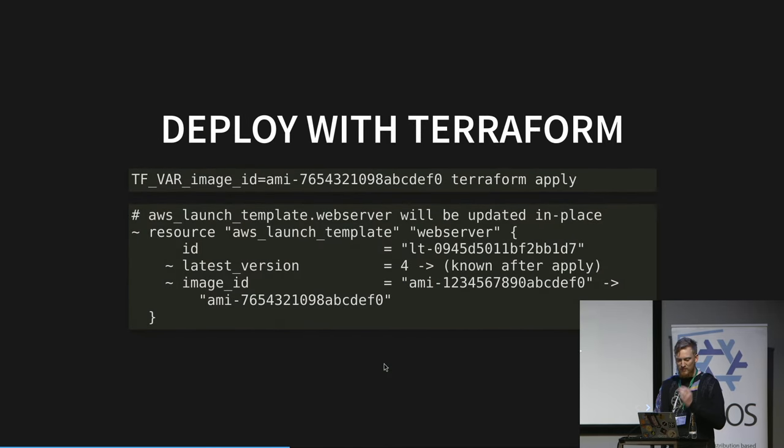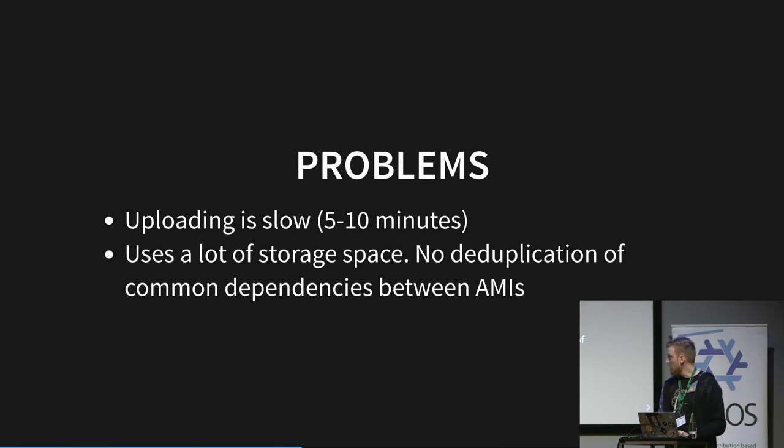Then you update your launch template to point to the new image. This creates a new launch template version, and then the autoscaling group starts rolling it out with an instance refresh. If the machines do not come up healthy or a health check fails, it will roll back. There were some problems with this, mostly that uploading images to Amazon is very, very slow. It takes like 5 to 10 minutes.